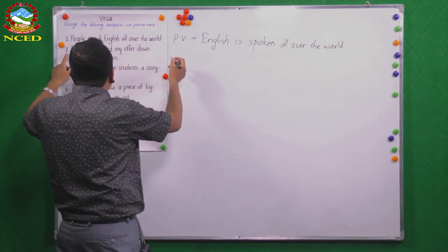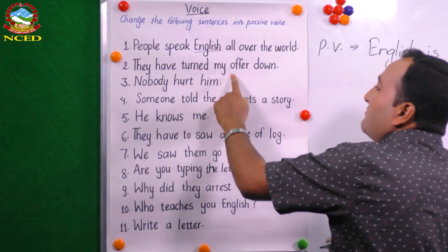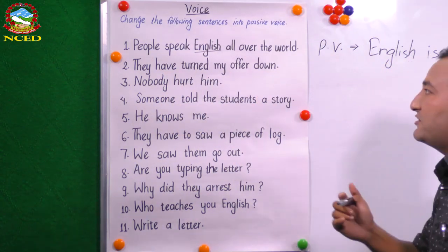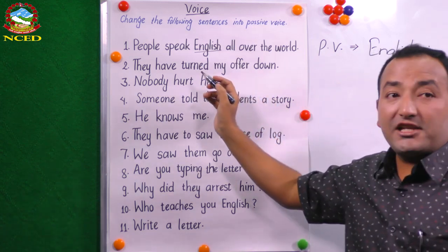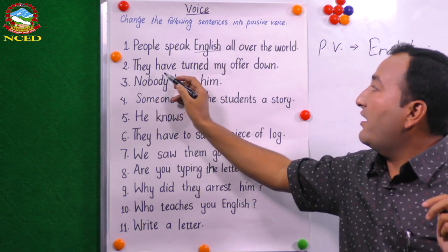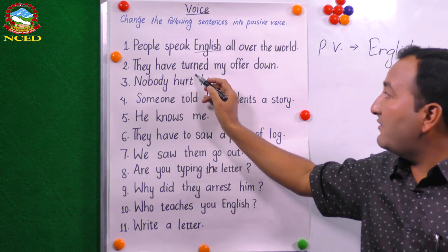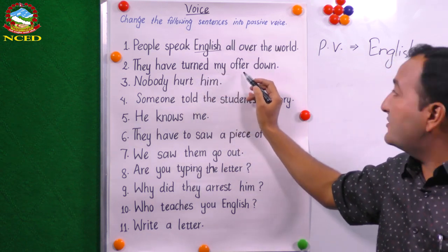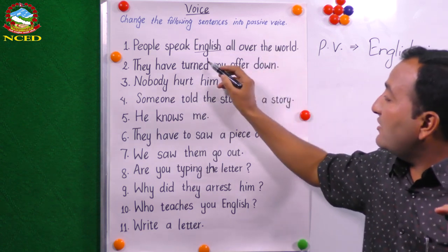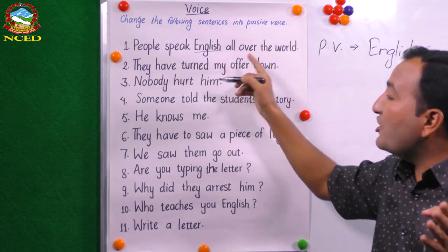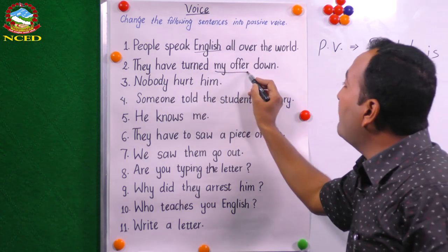Now let's move on to the next question. Number 2: They have turned my offer down. The first and foremost thing you have to do is find out SVO. What is the subject? They. Have is the auxiliary verb, turned is verb 3, this means it is the main verb. My offer is the object. Down is not the object. Down is a preposition that follows this verb, turned down, that comes together with the verb. That's why only my offer is the object.